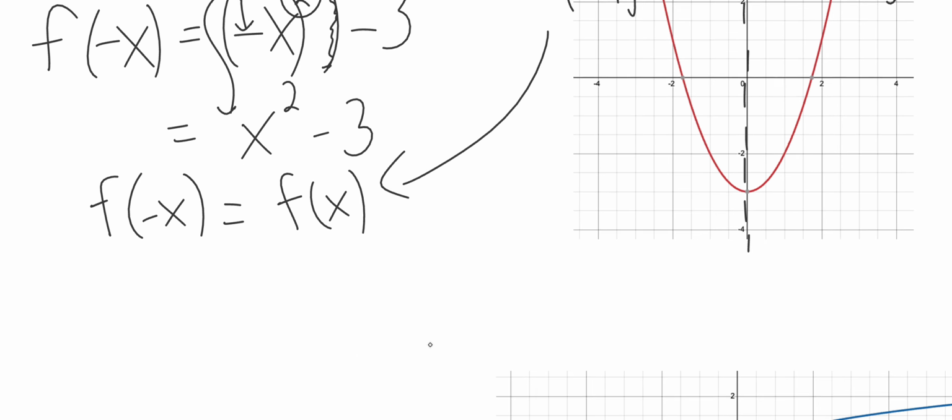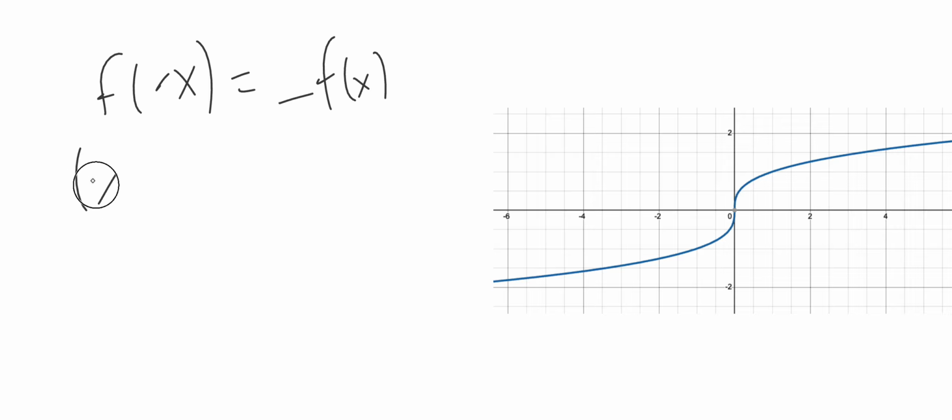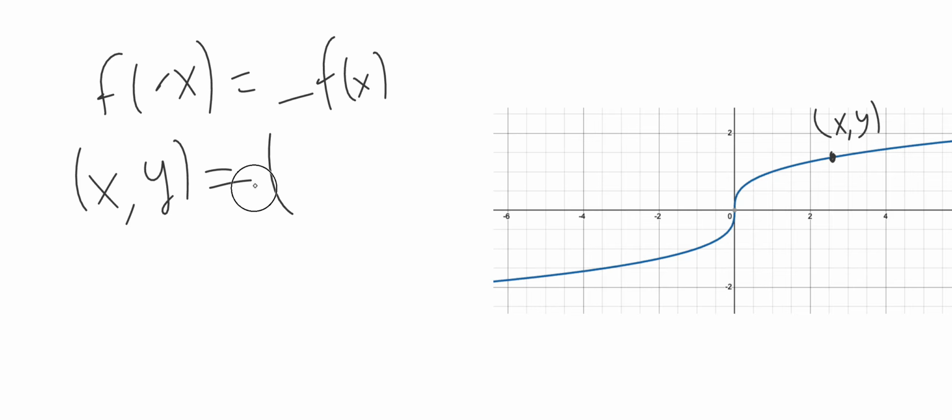Now let's take a look at an odd function. In an odd function, when we do that substitution, we end up with the opposite of the result, meaning that if (x, y) is in the graph of the original function, so I'll just place it somewhere over here, (x, y), that also means that the opposite of both is somewhere on the graph.